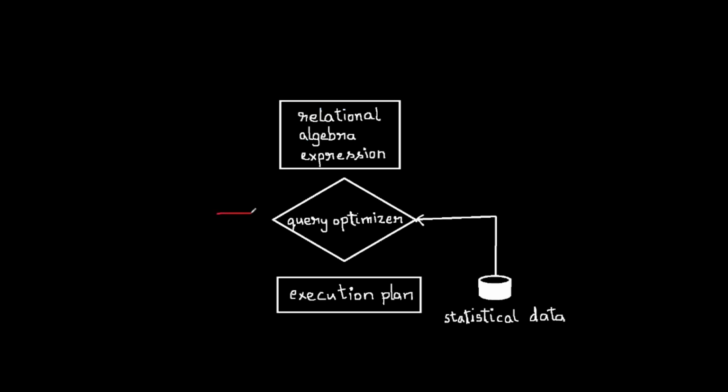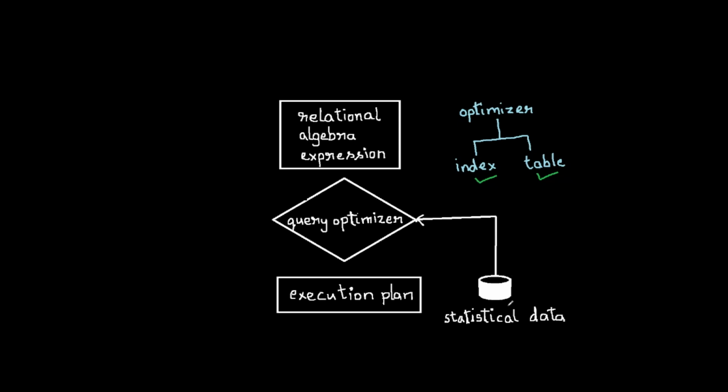Next, the relational algebra expression is given to the query optimizer. There can be more than one way to execute the same query. For example, when searching a large table, the DBMS may be able to use an index, or it may need to scan the entire table. The query optimizer considers different ways of executing the query and chooses the most efficient one.